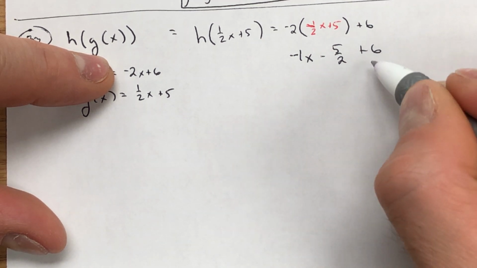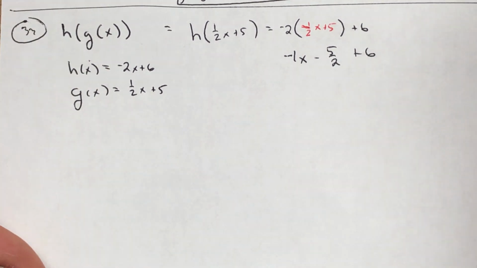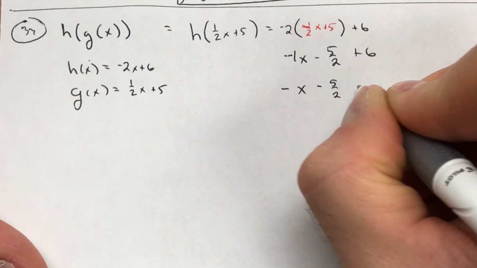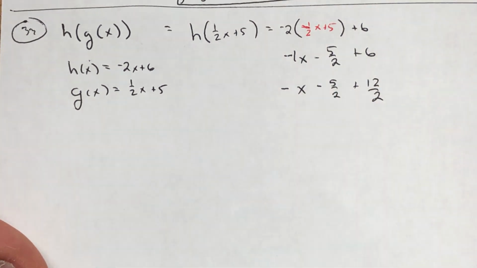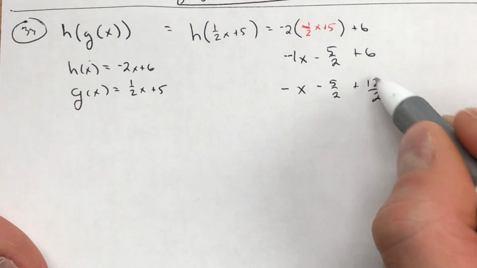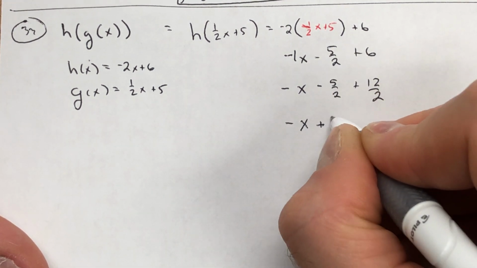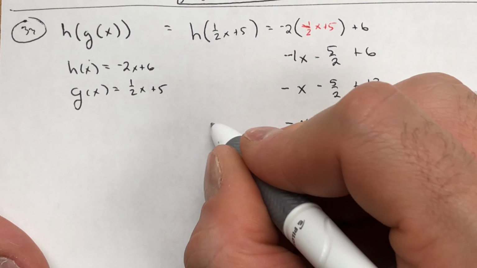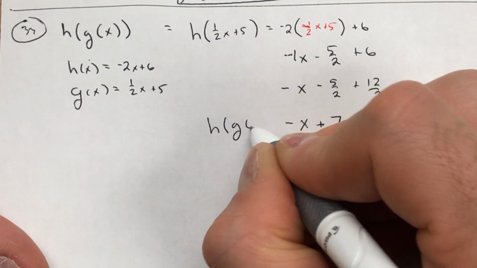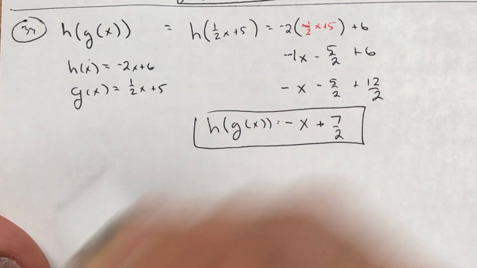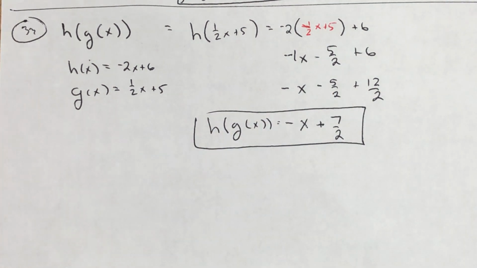I need to convert this 6 into halves so that I can add these two values together. Well, 6 is just 12 halves. Awesome. So 12 halves minus 5 halves is 7 halves. And so my h of g of x is negative x plus 7/2. And there we go.